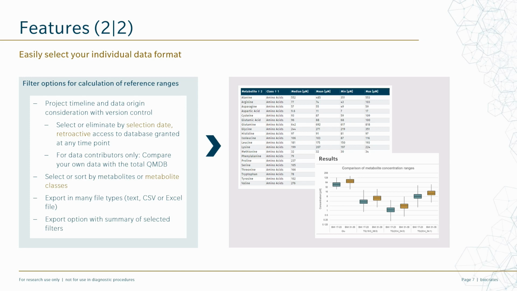In the table displayed, you can select or sort by single metabolites or metabolite classes of interest. You can export the data as text, comma-separated file, or Excel file. The export contains a summary of the selected filters by default to clarify how the ranges were calculated. We also provide an Excel template to facilitate boxplot visualization and statistical analysis of your exports.